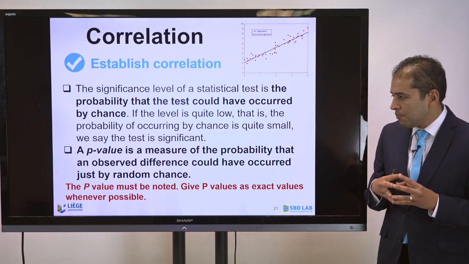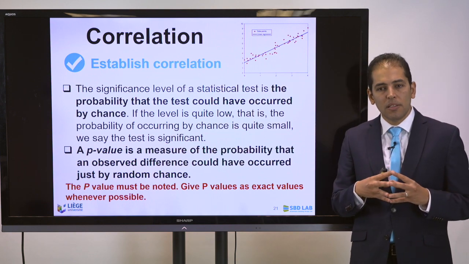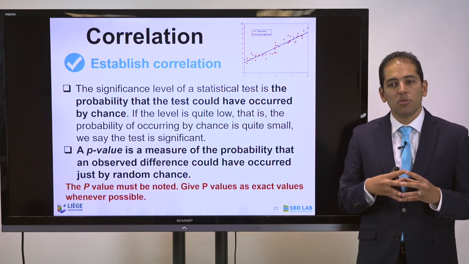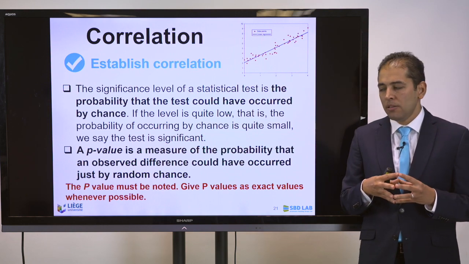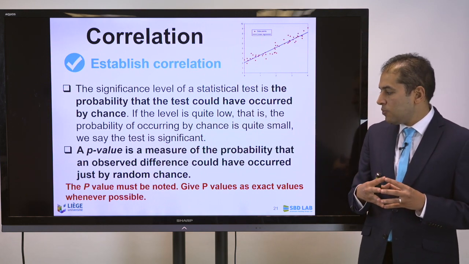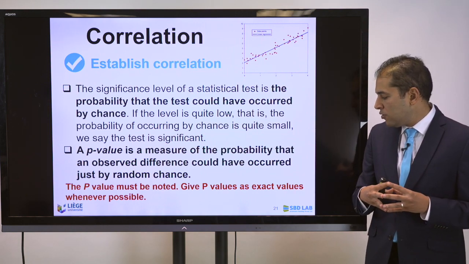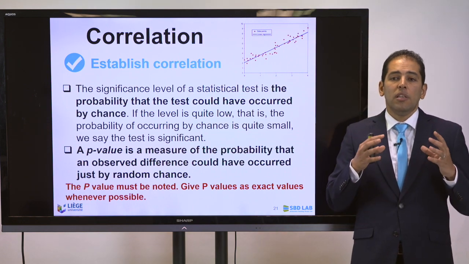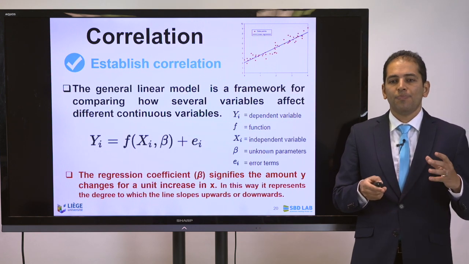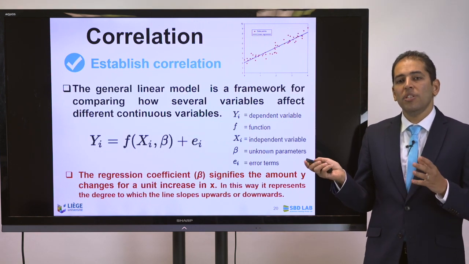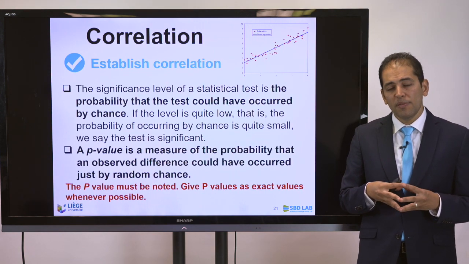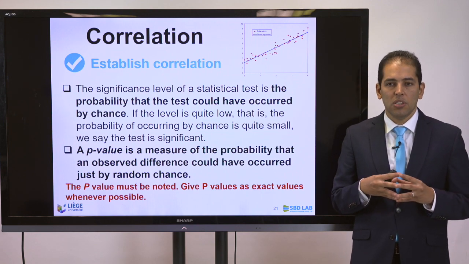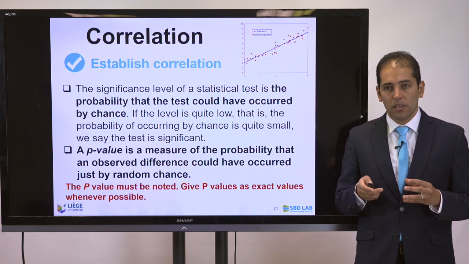A p-value is a measure of the probability that an observed difference could have occurred just by random chance, and the p-value must be noted. Give the p-values as exact values whenever possible. Only giving the values of your correlation without communicating your p-value means that your study is not complete and is not accurate.